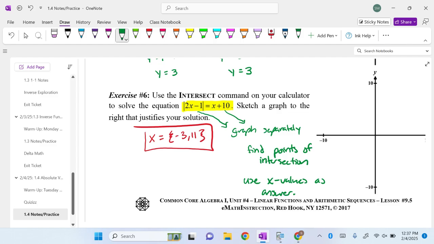Now, you could solve those by hand, but it's a lot more complicated. We're not going to get into that. As long as you can put it in Desmos, I'm happy.